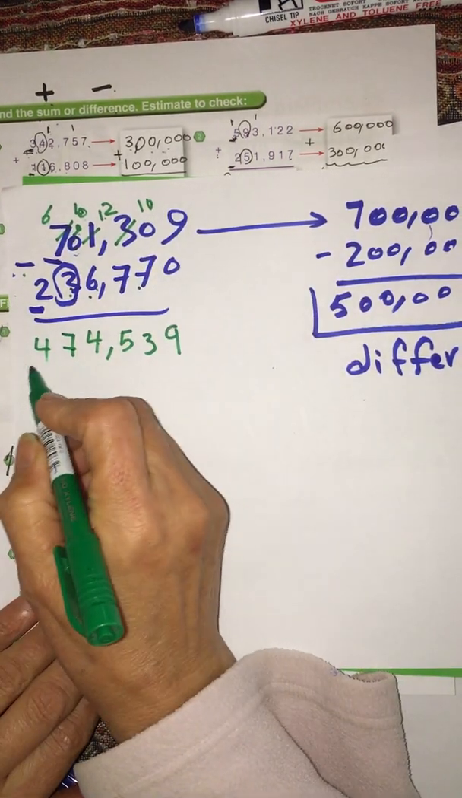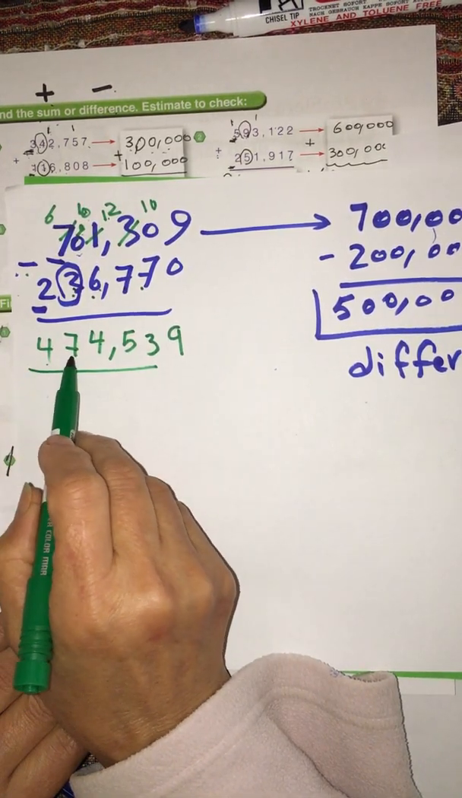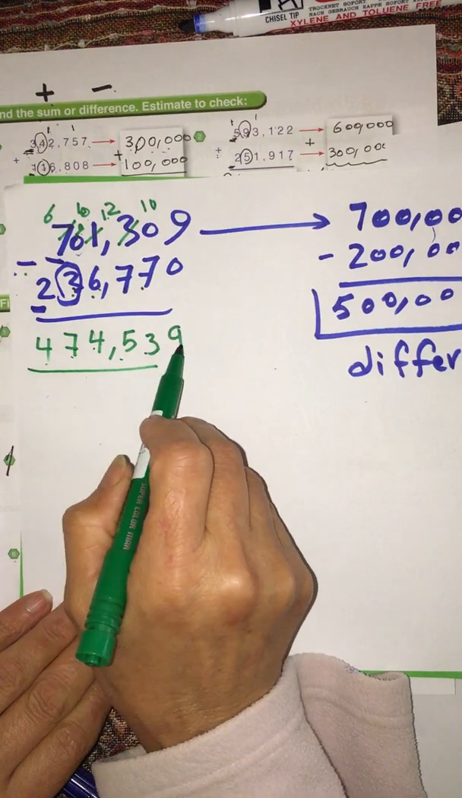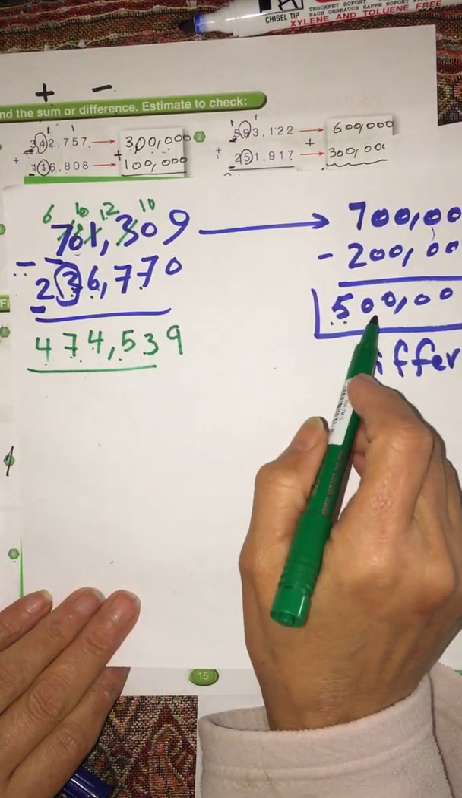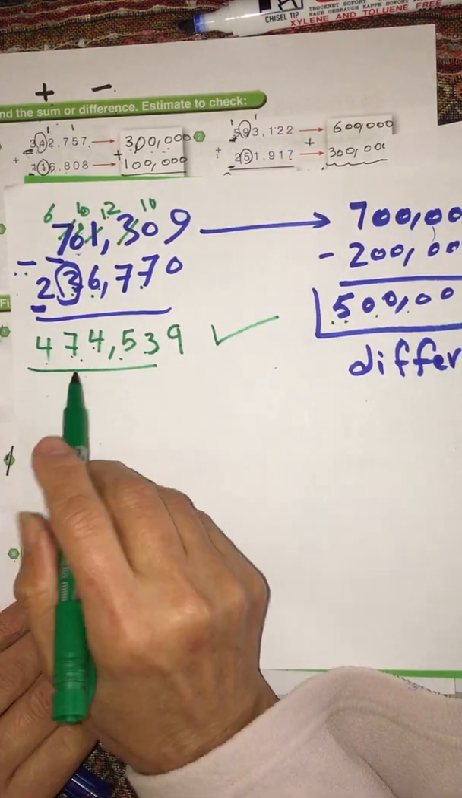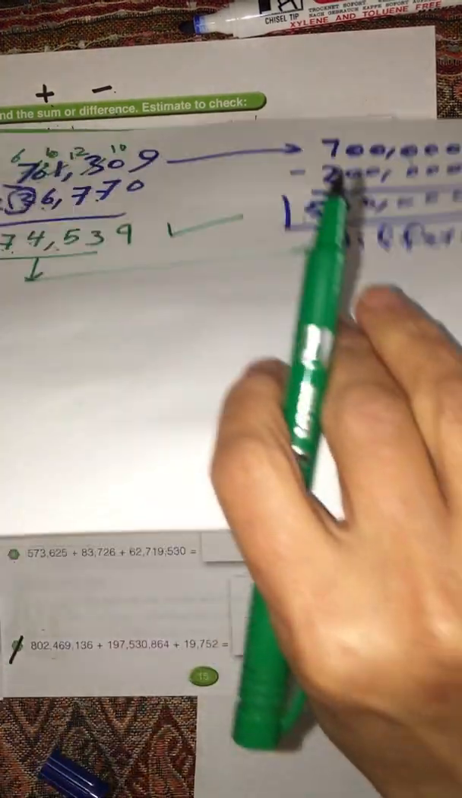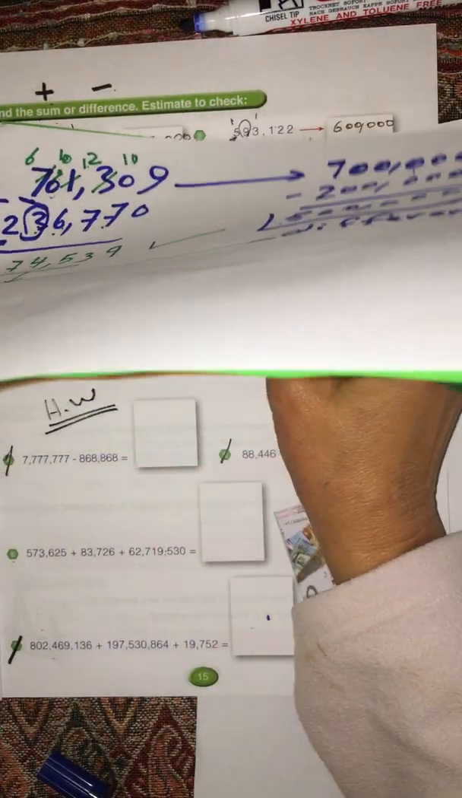Okay, look at the answer. My exact answer is 474,539. It is very close to 500,000, so it is reasonable. And what do we call this? We call it difference.